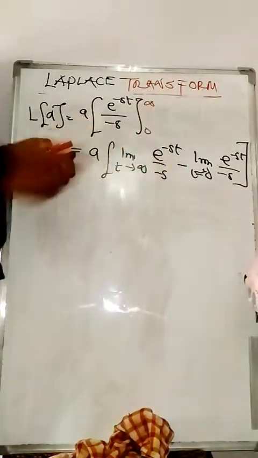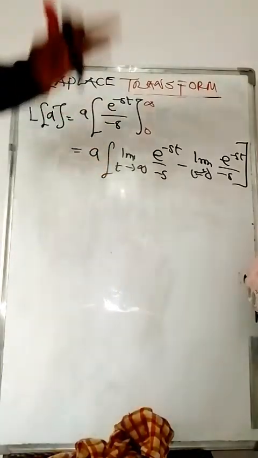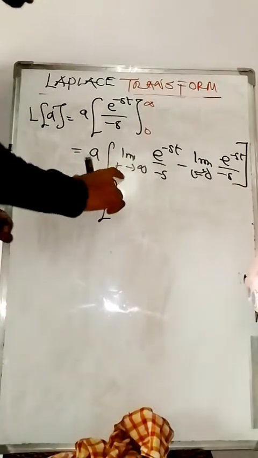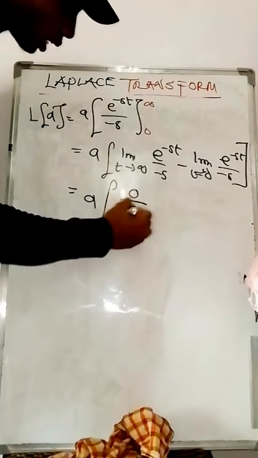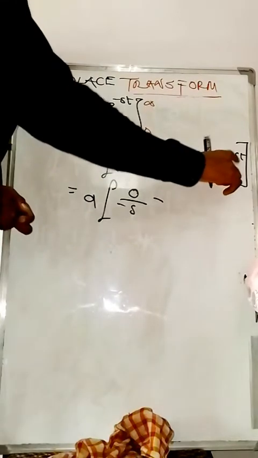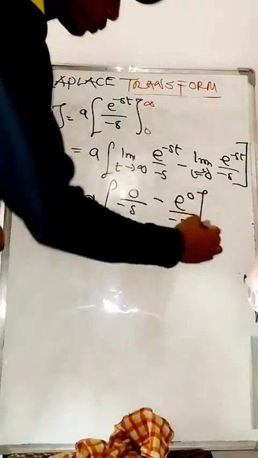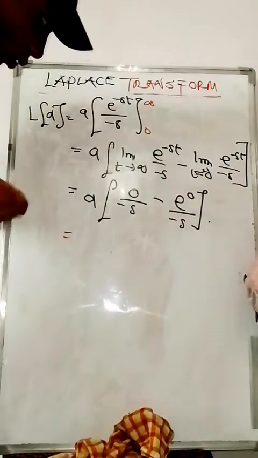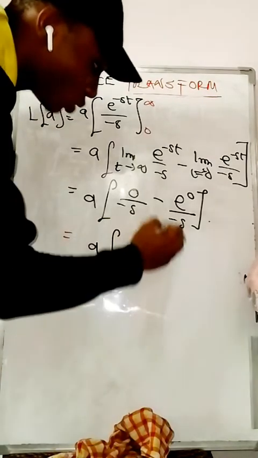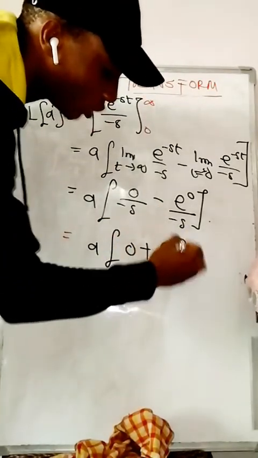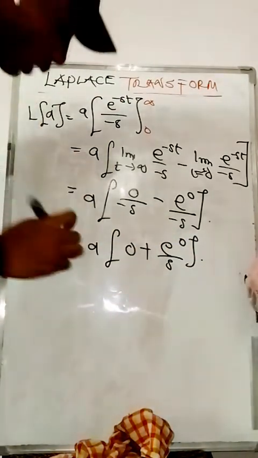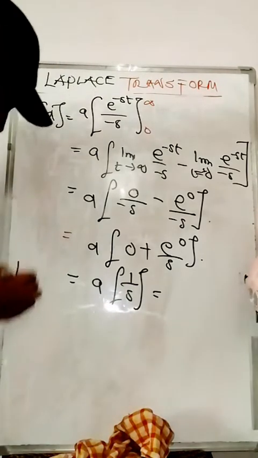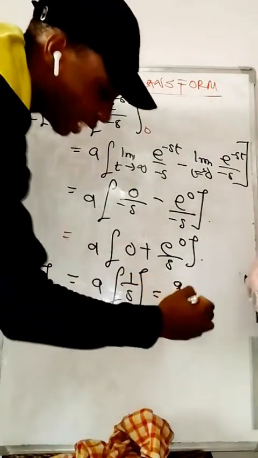So t to infinity, exponential of minus infinity is always 0. So we have a open bracket, t to infinity, so this is 0 divided by minus s, minus limit t to 0, so this is exponential of 0 divided by minus s. 0 divided by minus s is basically 0, right? So we have a open bracket 0, minus minus is plus, so this is plus exponential 0 divided by s. Exponential of 0 is 1, right? So we're having a open bracket 0 plus 1 over s. So the Laplace of a is equal to a divided by s.